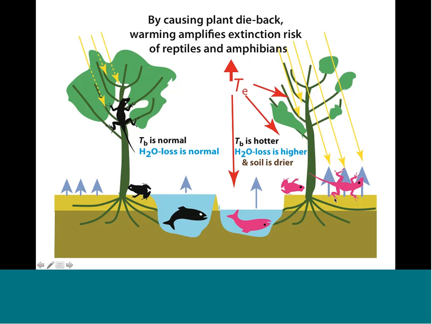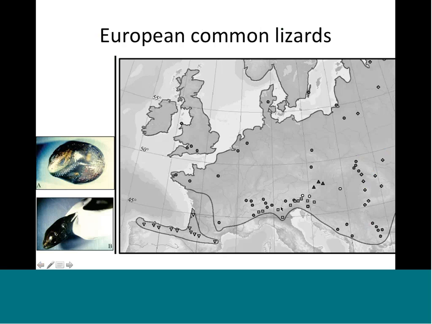So we've been focusing for the last 3 or 4 years now, since the publication of that, on reptiles and amphibians. This kind of shows you one of the species that was one of the first species where we identified extinctions, the European common lizard. We found that there were 15 extinctions across 115 sites that we surveyed, and here I show you those sites.